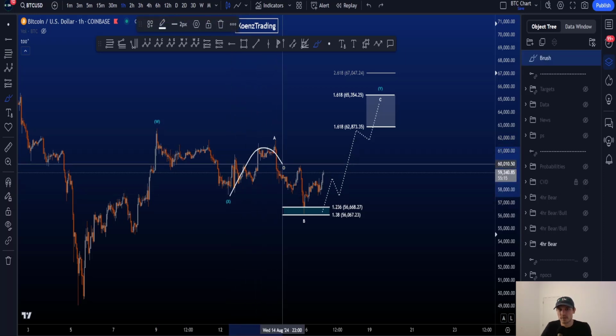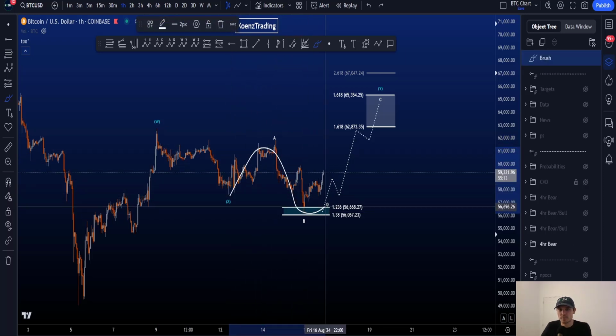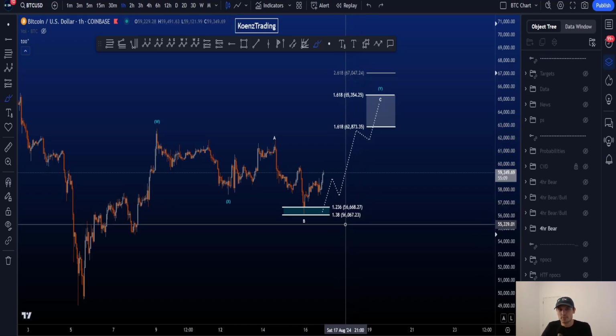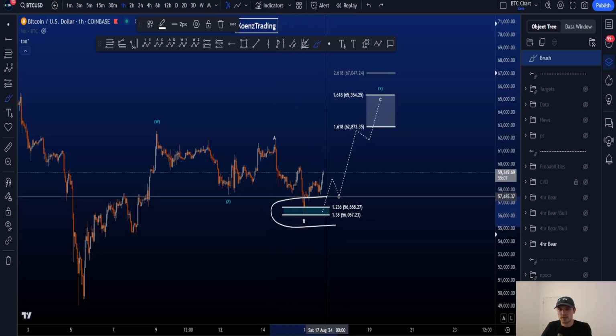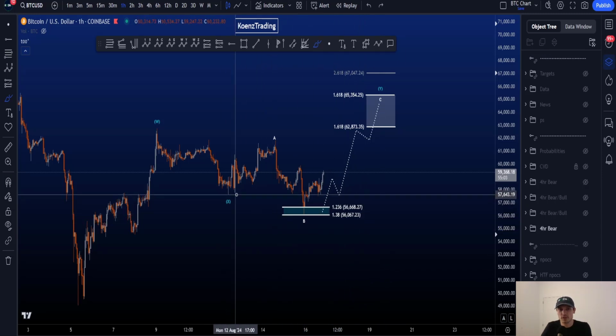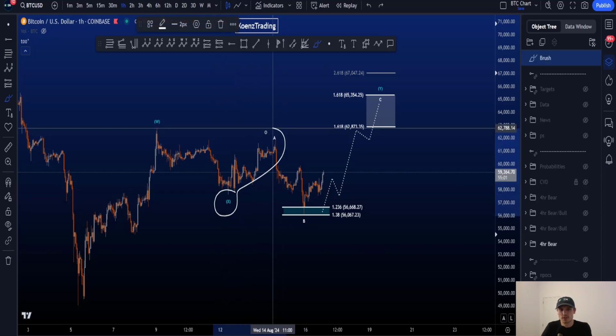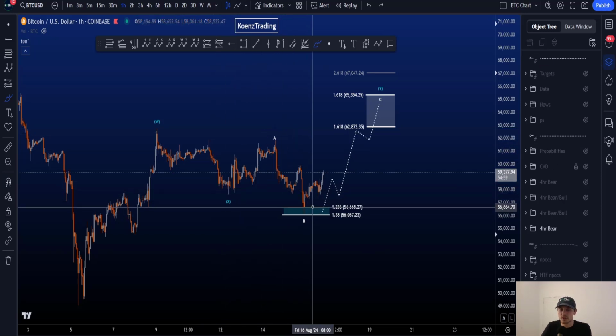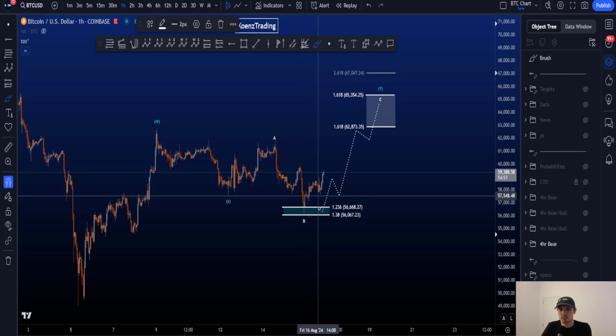are looking for a flat, a three-wave A, three-wave B, and then a five-wave C towards the upside. The most common target for your wave B is between the 1.236 and the 1.38 Fibonacci, taken from the start to the end of your wave A, which as you can see is nicely respected.